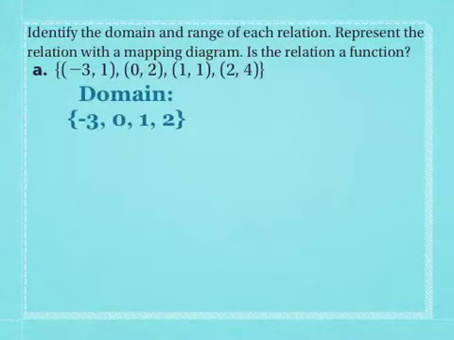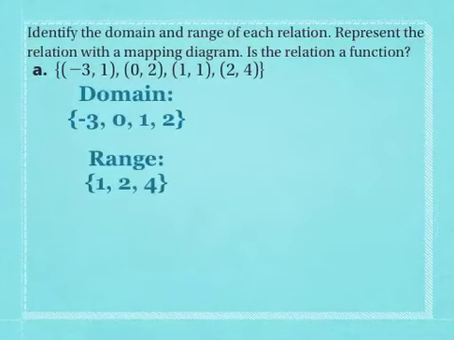And then the range, we're going to list the y values from the ordered pairs, which are 1, 2, and 4. Notice for the range, there are two y values in the coordinates that were given. There are two y values that are 1. We don't need to list both ones. We just list one. You don't need to repeat numbers in the domain and range. And you write them in order from least to greatest.